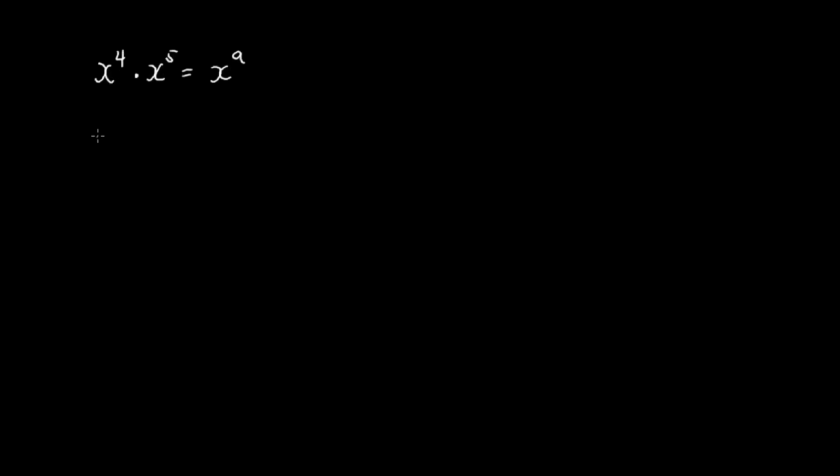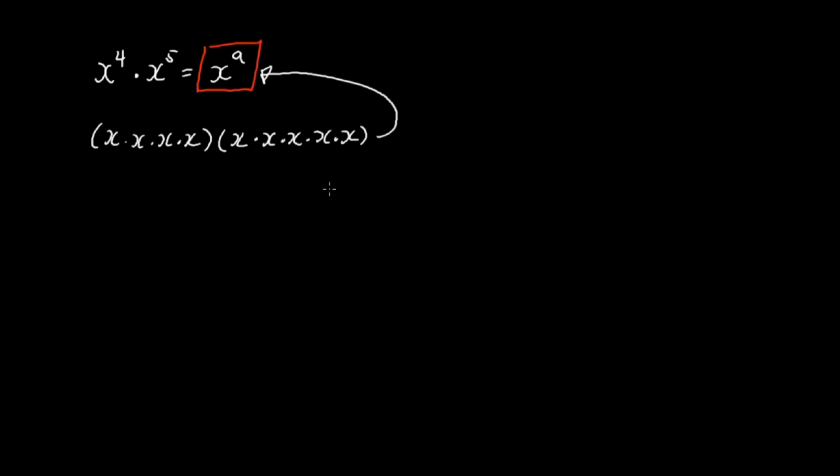Okay? Another illustration is this. X to the fourth is basically multiplying 4 x variables together, and x to the fifth is equivalent to multiplying 5 x variables together. So, when you count them in total, you're multiplying 9 x variables together. And so, that's why it is equal to x to the 9th power.